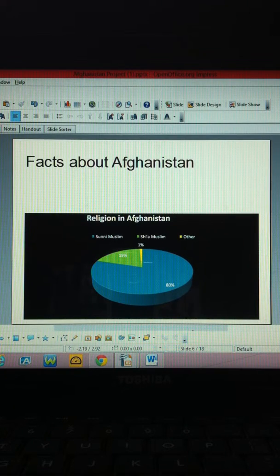So more facts about Afghanistan. Afghanistan is predominantly a Muslim country. As you can see by the chart, 80% of the Muslims there are Sunni Muslims, 19% are Shia Muslims, and that 1% represents other religions, like I mentioned before, Buddhism, Christianity, and Judaism.